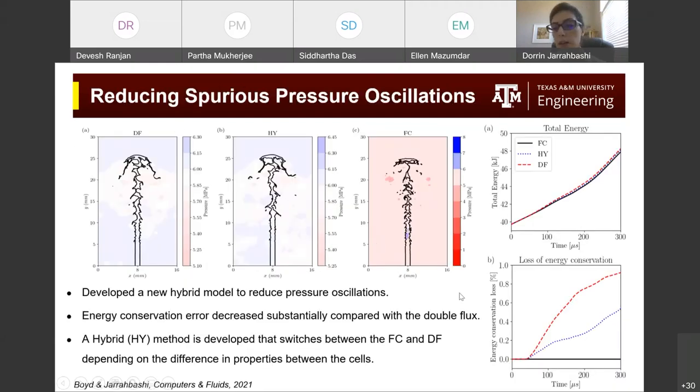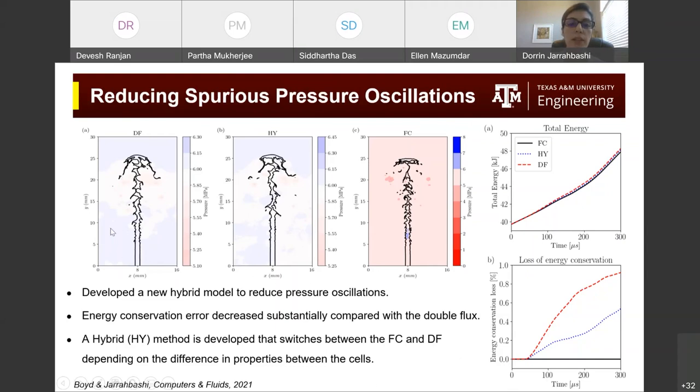And just one quick note about developing solvers for transcritical conditions. It is very well known that developing multiphase flow solvers for transcritical conditions is subject to spurious pressure oscillation. That is because of the drastic changes that happen in the properties at the interface between the two fluids at or near the critical point. So there are methods developed by the Stanford group, by Professor Ham's group, that is referred to as double flux, which is basically used for alleviating that spurious pressure oscillation. But that method suffers from a huge loss of energy conservation.